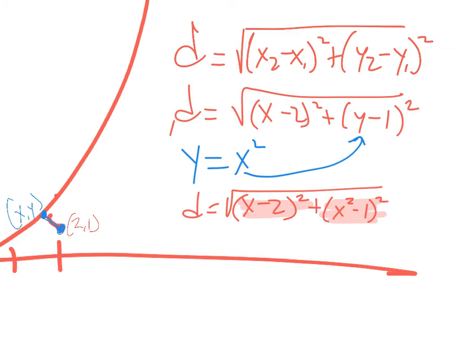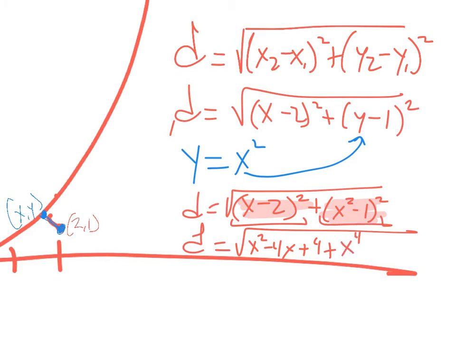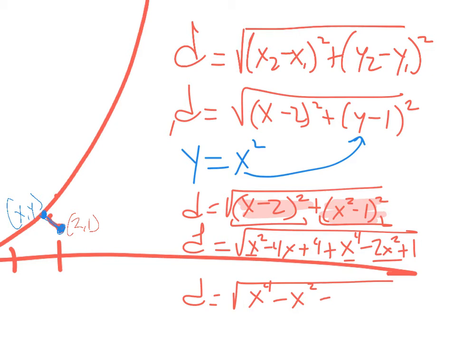So we've got the derivative equals the square root. Squaring the binomial, we get x squared minus 4x plus 4. Square this binomial: square the first, we get x to the 4th; square the last, we get 1; multiply and double, minus 2x squared. If we clean that up, we get x to the 4th minus 1x squared, putting the x squareds together, and then minus 4x plus 5. We've got it all there.